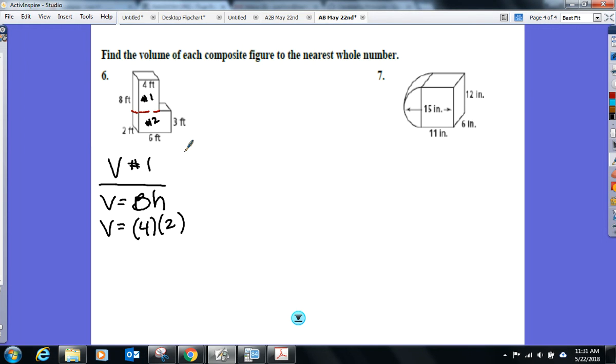That's what I was thinking. 5. Everyone see where I'm getting that height of 5? Base 4 by 2. 4 by 2 times the height, not 8. The whole thing's 8. I had to subtract 3 from it to get 5. So the volume of that first, 40.